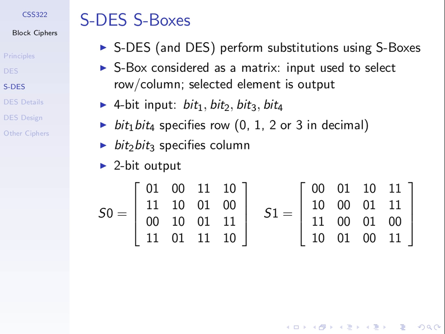So we have 4 bits input. Bits 1, 2, 3 and 4. What we do is we take bit 1 and bit 4 to indicate the row. Which is 0, 0 in our example.